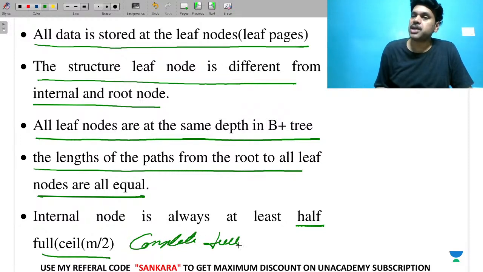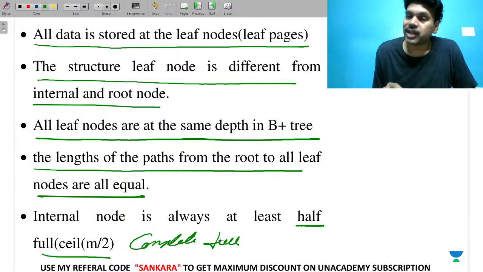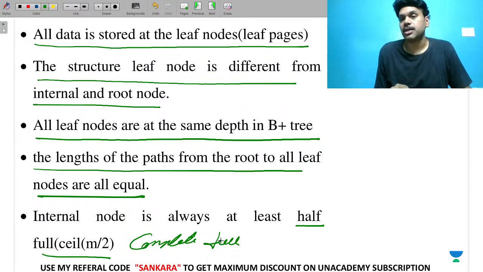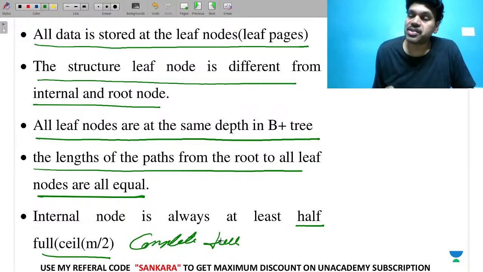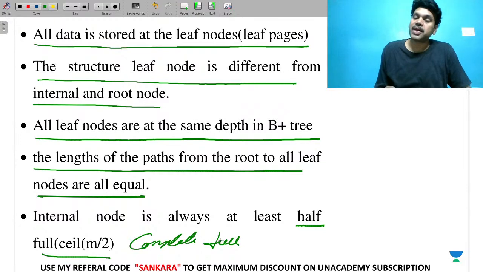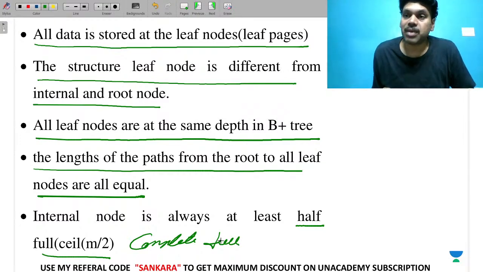So all points are similar except two. What is that? Two orders you need to maintain: one order exclusively for leaf and another order exclusively for non-leaf. But in a B tree, altogether you have only one order. And the second difference is that record pointers are available only at the leaf, but in a B tree record pointers are available at all the levels of the tree.